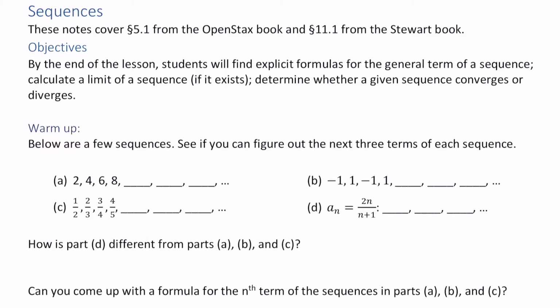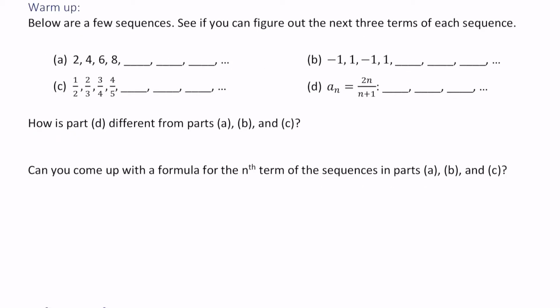So let's start with a warm-up. Below are a few sequences. See if you can figure out the next three terms of each sequence. So first we have 2, 4, 6, 8. What do you think comes next? 10, 12, 14. Clearly we're just counting up even numbers: 2, 4, 6, 8, 10, 12, 14.